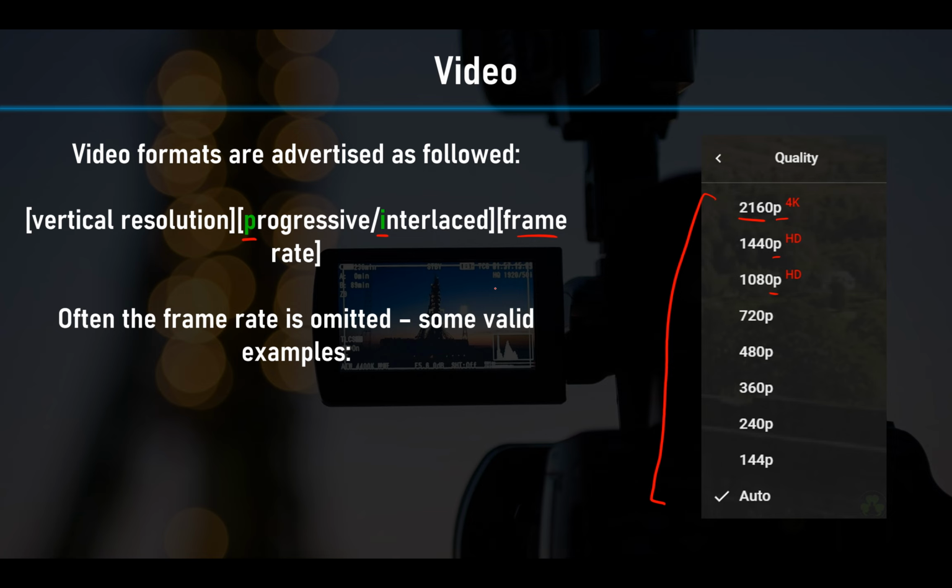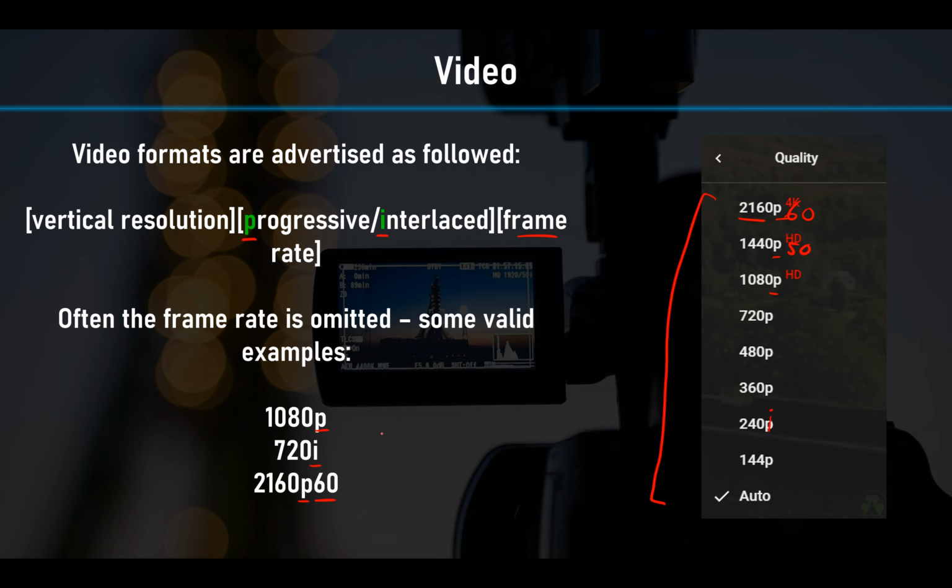I think sometimes on YouTube I've seen 60 here, and sometimes I've also seen 50. And maybe occasionally I've also seen I. Some rare times I've seen them have interlaced as well, probably for some of the old videos. So these would be examples of some valid formats: of course, 1080p progressive or 720 interlaced, and then 2160 progressive at 60 frames per second.